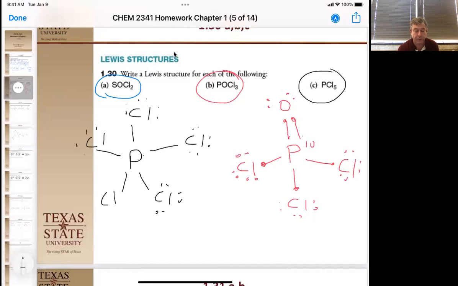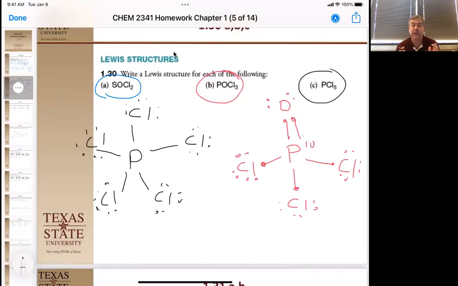1, 2, 3, 4, 5, 6. There. And 1, 2, 3, 4, 5, 6. So each chlorine brought 7 electrons, okay? And so it only needed 1, and it's only bonding once. So that gives us our chlorines are all satisfied, having all of those lone pairs around.